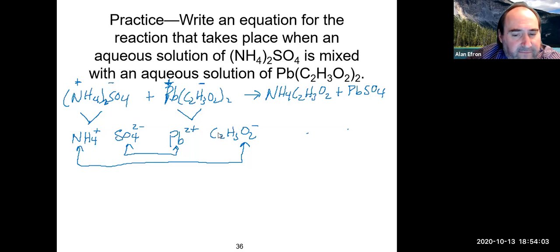Now that we have the right formula, this is the point where we balance it. And since we got some polyatomic ions happening here, we could start with those. We have 2 ammoniums on one side, so we'll put a 2 there. And that will also give us 2 acetates, which is what we need, and 1 of each of the other guys. So we're actually good at this point in terms of what we have balanced.